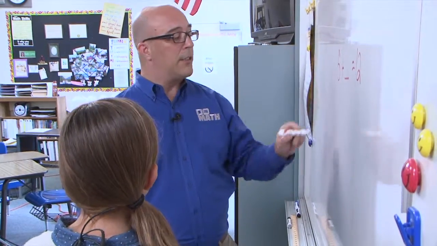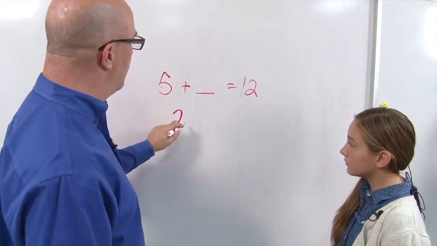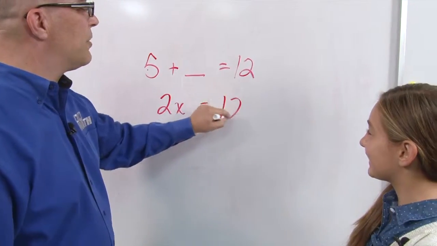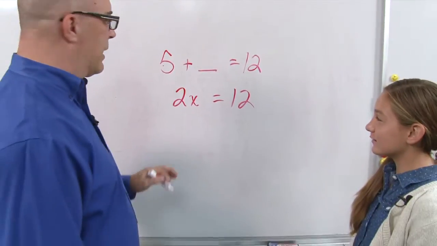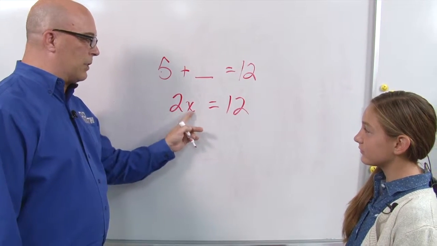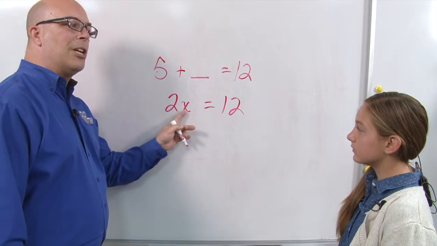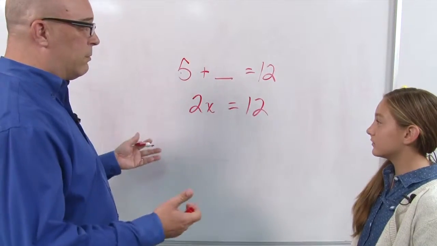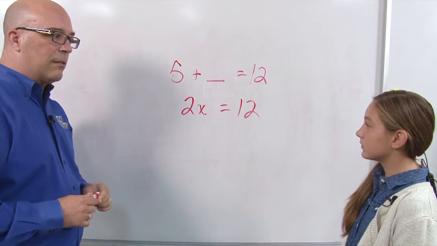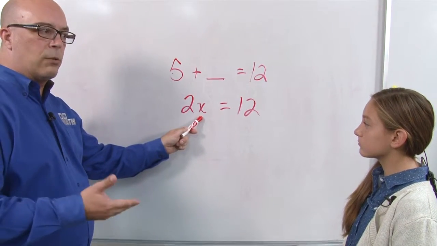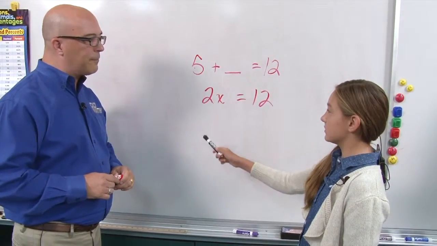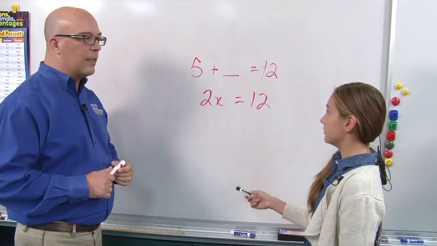So if I had 2x is equal to 12, don't get nervous about anything yet. When we have a number and a variable next to each other, do you know what operation is going on there? Multiplication. So what are you going to do here? Do you have any idea how we might solve for x? Because we're looking for the value of x. I know x is 6 because 12 divided by 2 equals 6.